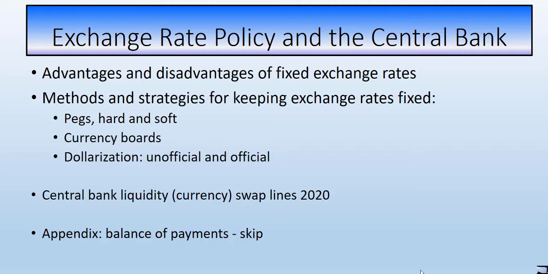We'll look at methods and strategies for keeping exchange rates fixed. We'll look at pegs, meaning fixed exchange rates. Sometimes they're hard fixed exchange rates where there's very little leeway. The exchange rate is kept rigid. And other times there's what are called soft pegs, which allow for some flexibility in the exchange rate. We'll look at currency boards and dollarization, and unofficial and official dollarization. There are differences, and we'll discuss that. We'll talk a little bit about central bank liquidity currency swaps, which were initiated in 2020. They've been around for a while, but they're now being discussed more in today's world. And you can skip the appendix at the end of the chapter on the balance of payments.